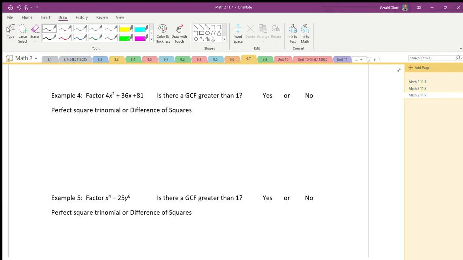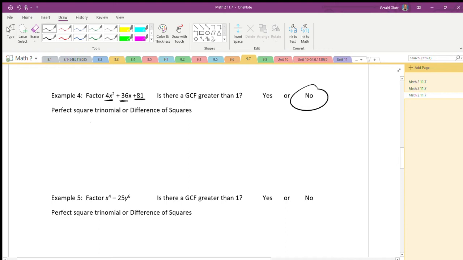So on the next page, we need to factor 4x squared plus 36x plus 81. So do those things have any common factors? Well, 4, the only thing that goes into 4 is 2, or 4. And that's not going to go into 81, so the answer is no. They do not all have a variable in it.